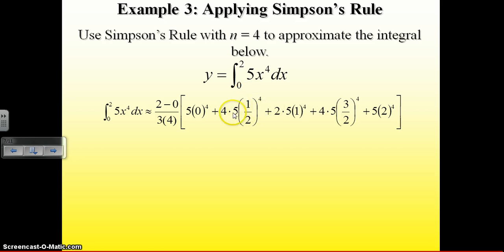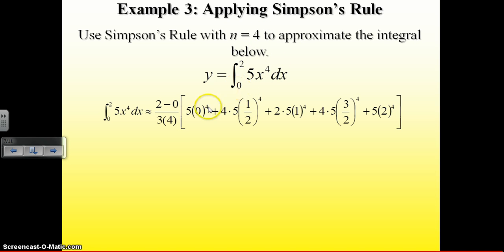Now the rest of these, you say, well, how do you get these numbers? How am I getting the numbers that I'm plugging in? Well, first of all, notice that we alternate 4, 2, 4, as we're supposed to. And the rest of these are 5x to the 4th with the different numbers plugged in on the partition. How do I get the numbers? Well, I'm going from 0 to 2, but I'm breaking it up into 4 parts, so that's a distance of 2 divided by 4. So each jump is 1/2.